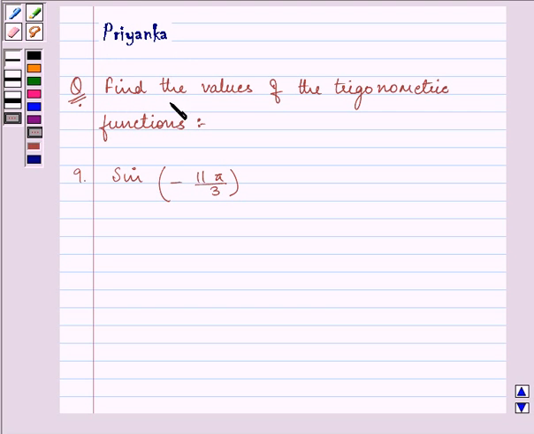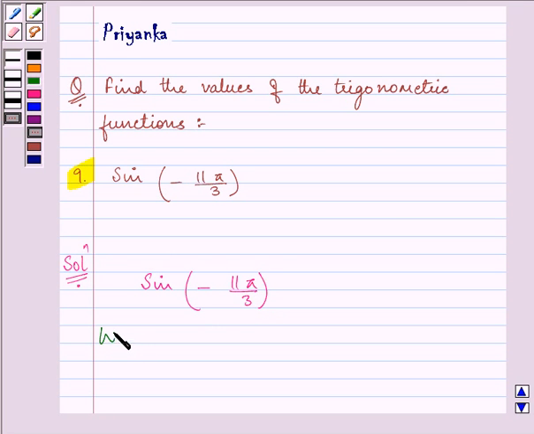It says, find the values of the trigonometric function where we are given sine minus 11 pi by 3. Let us start with our solution. Sine minus 11 pi by 3.